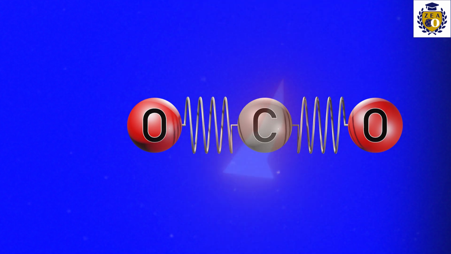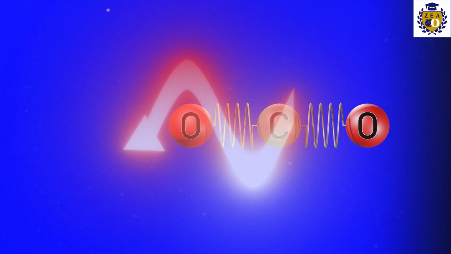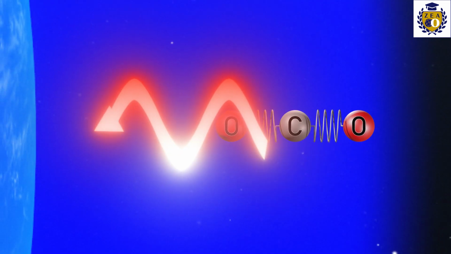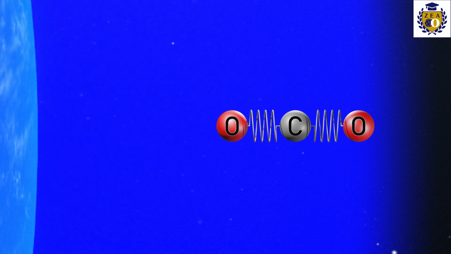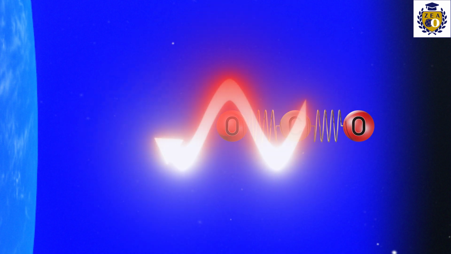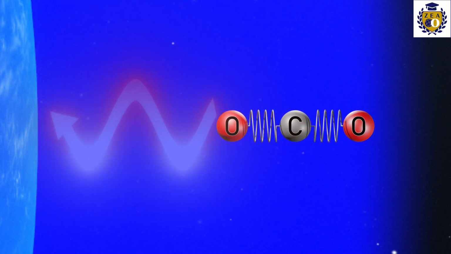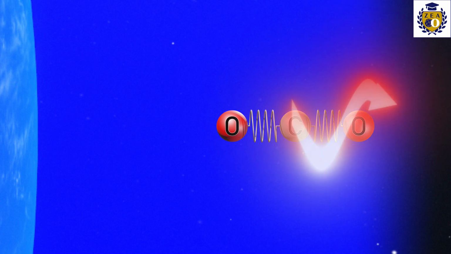At this moment, infrared light is emitted from CO2, and therefore, infrared light is reflected back toward the Earth. To be precise, half of the emitted light is directed toward the Earth, while the other half radiates into outer space.